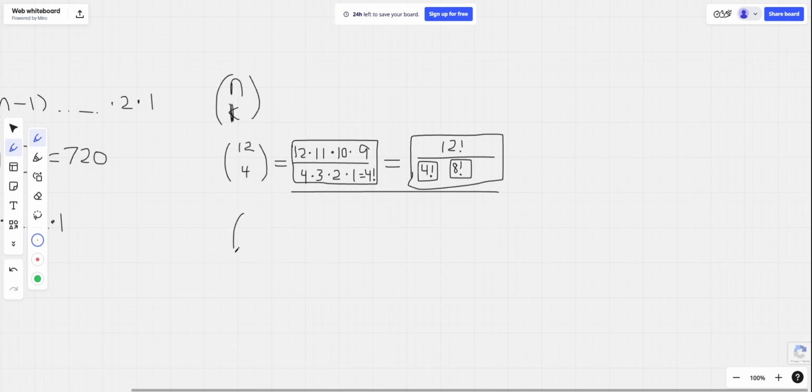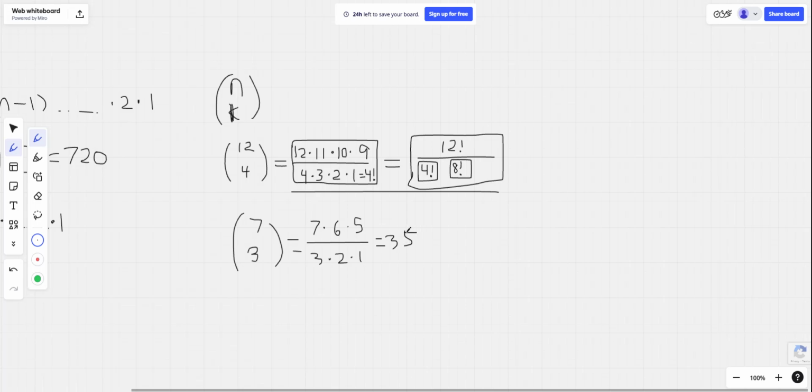Let's look at another quick example. Let's say 7 choose 3. So you can use the above formula: 7 times 6 times 5, you put 3 numbers on the top, and then 3 times 2 times 1 on the bottom. That's 35.